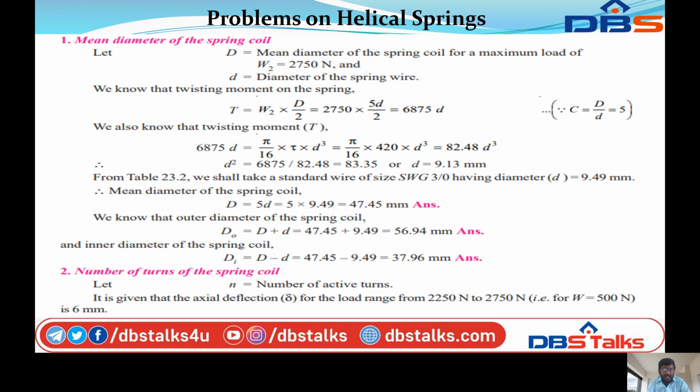Next we can calculate the number of turns of the spring coil. Let n be the number of active turns. It is given that the axial deflection delta for the load range from 2250 newtons to 2750 newtons. So the difference between these two is W equal to 500 newtons, and the deflection is 6 mm.